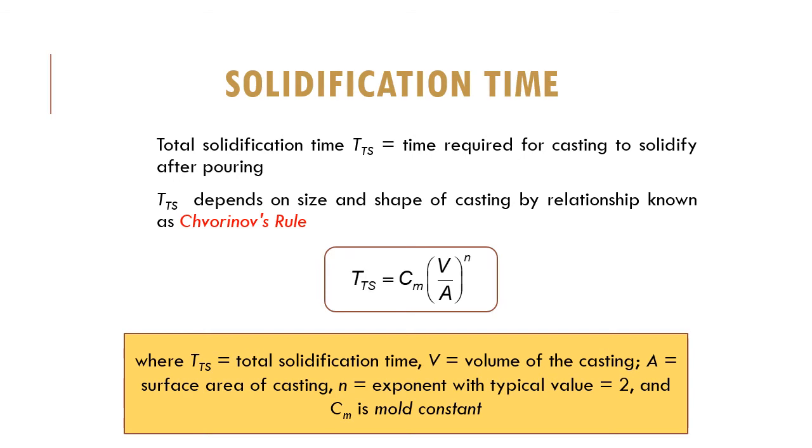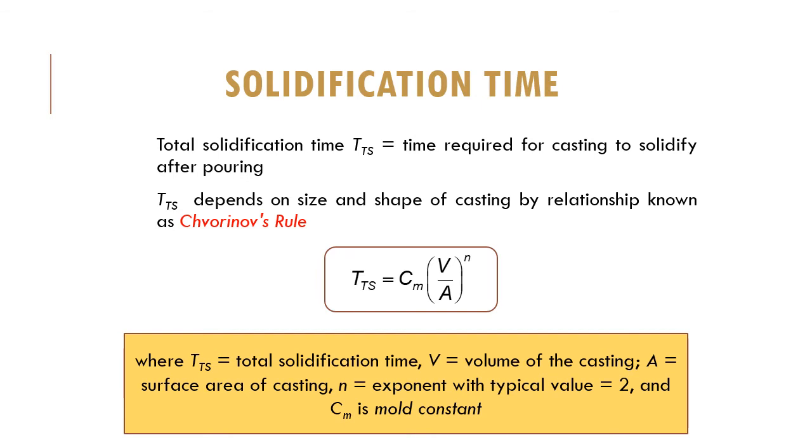The equation is TTS equals Cm times (V over A) to the power of n. TTS is the total solidification time, V is the volume of the casting, A is the surface area of the casting, and n is an exponent with a typical value of 2. Cm is the mold constant.